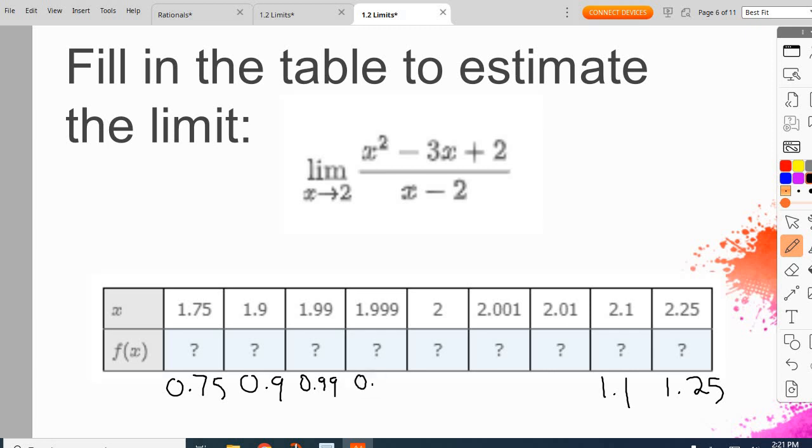So here we get 0.999. Here we get 1.001. Here we get 1.01. So what does it look like our limit is getting closer and closer to? 1.